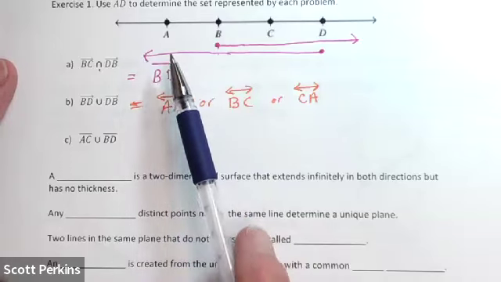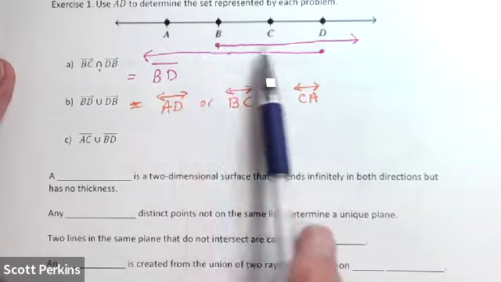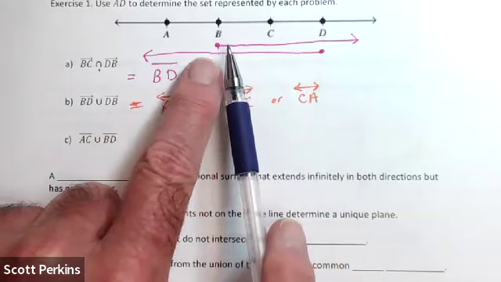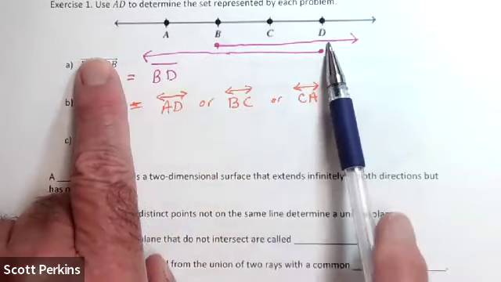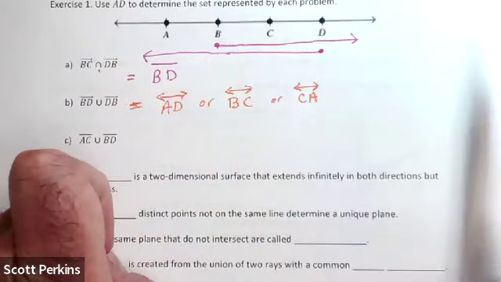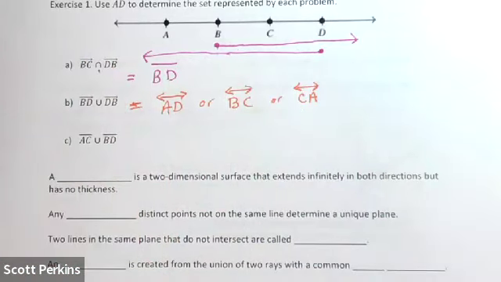And so now when I do the union, when I take all the points in both of these rays, I see what I end up with is something that goes forever to the left and goes forever to the right, and there are no gaps. So that makes it a line. And that's why we picked that instead of a segment.